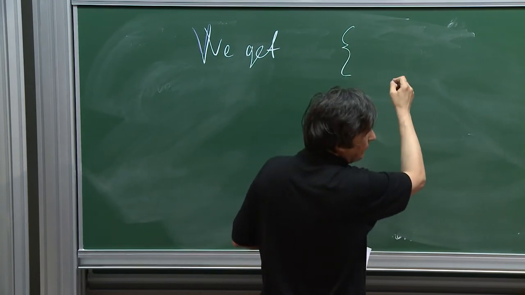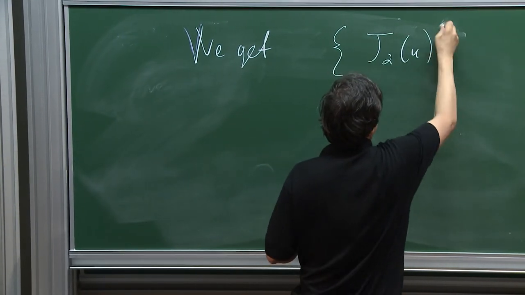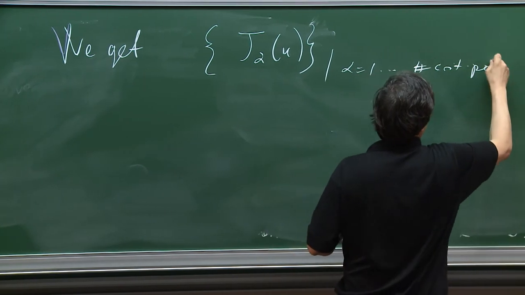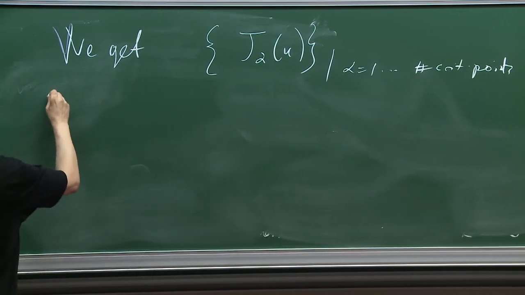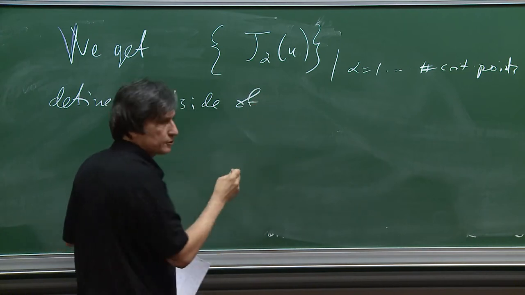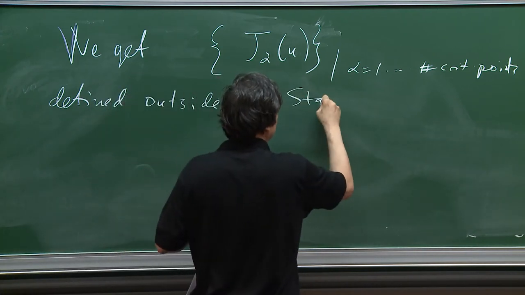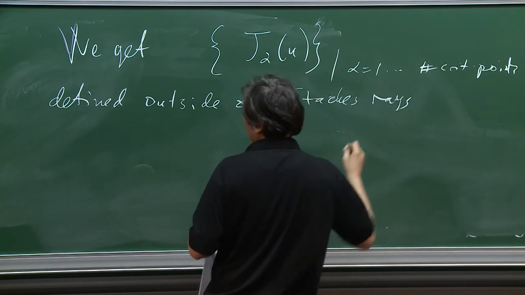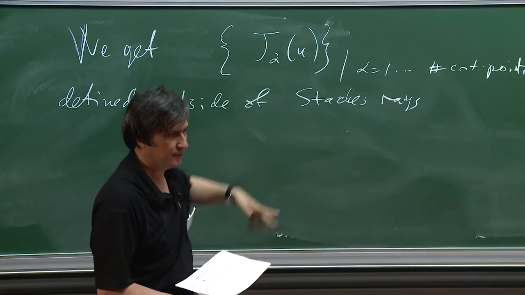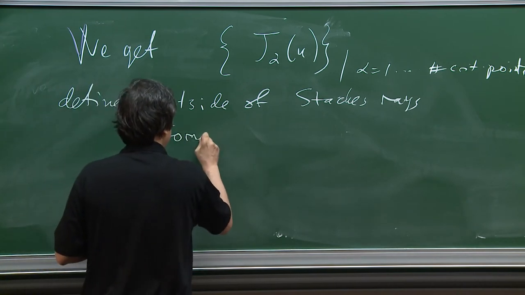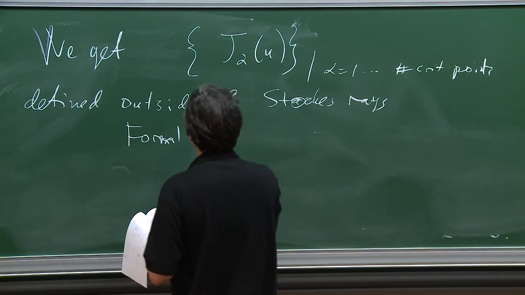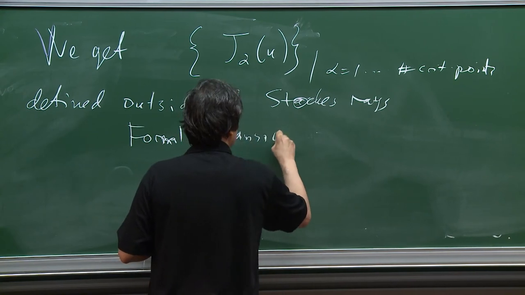We get just a bunch of functions, g alpha of u, alpha from 1 to the number of critical points, which are defined outside of some Stokes rays, when the direction is not a Stokes ray. These functions have the same asymptotic expansion, which doesn't depend on direction. The formal expansion is the same and doesn't depend on the sector.